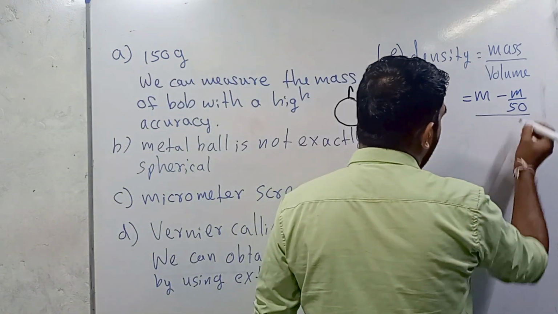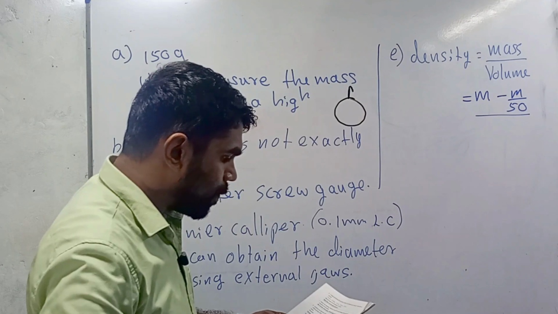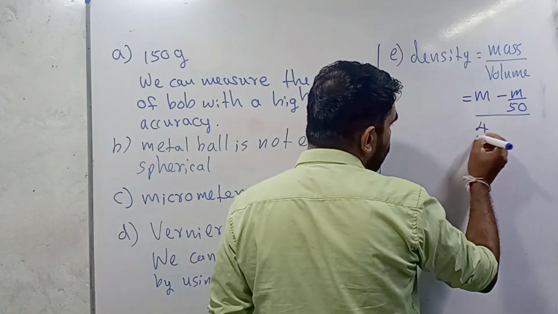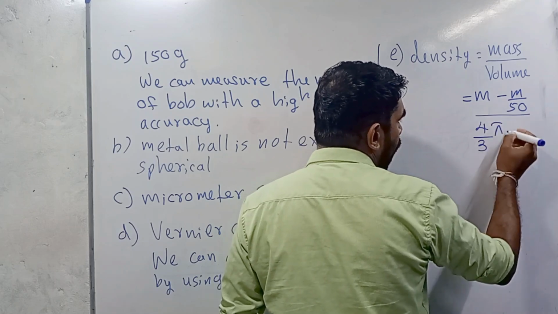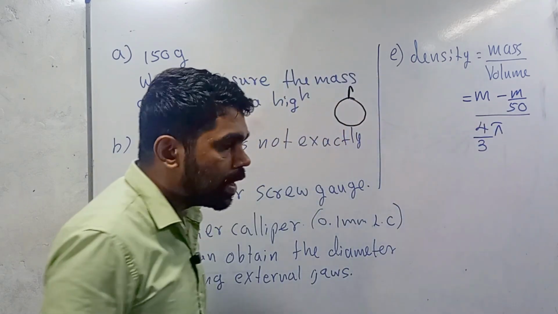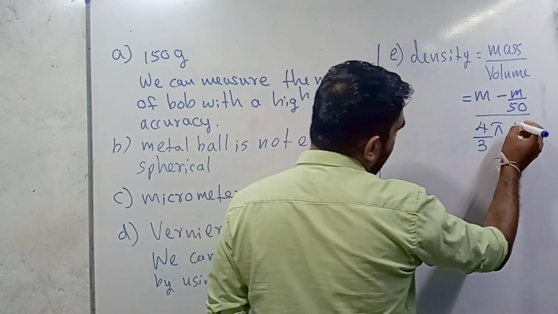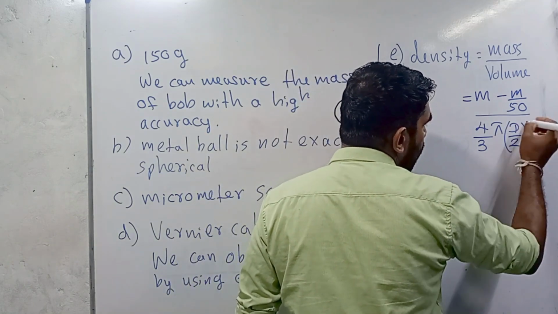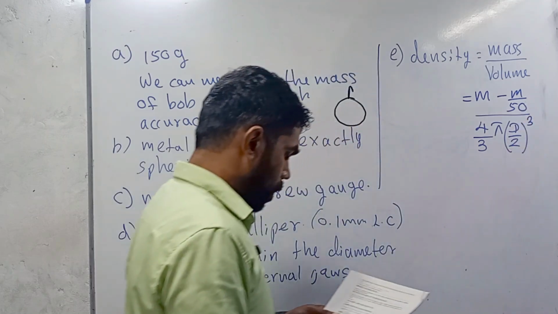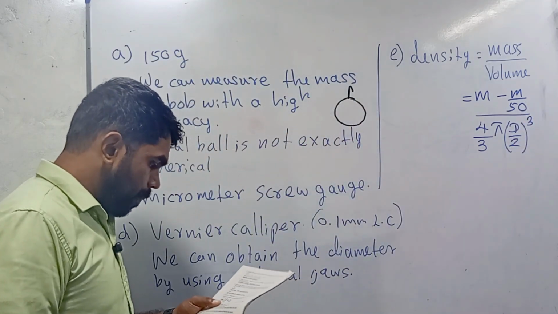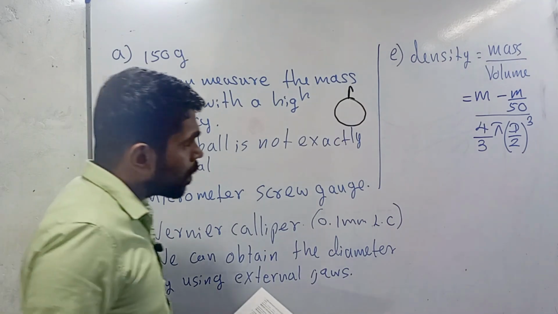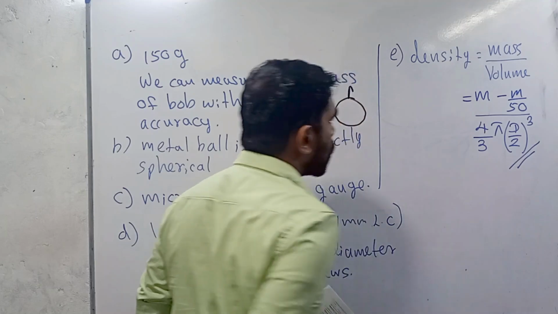Then we have to divide it by the volume of the sphere. They have given the diameter. We can substitute the volume of a sphere, 4/3 pi r cubed. R means radius. Now they have given the diameter, so we can divide the diameter by 2 to get the radius, to the power 3. We can simplify it, but it is not compulsory. We can get this one as the answer for part E.